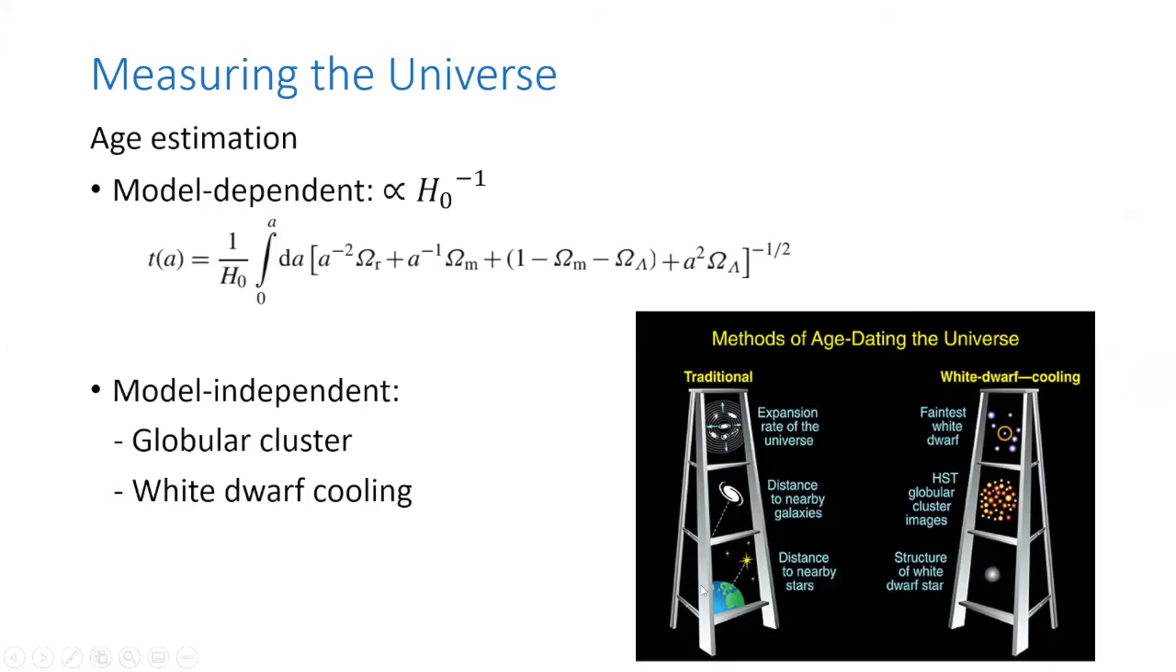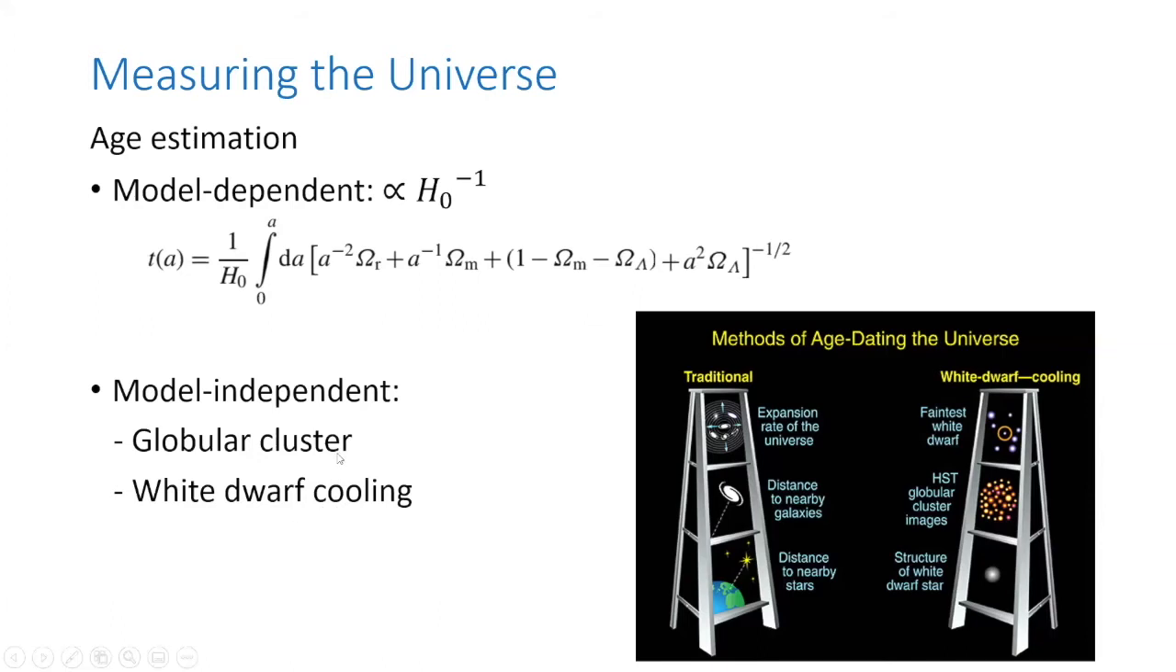Now, coming back to the model, H naught to the -1 gives you some idea of the age. But if you put the model together, you put all these omegas into it, and then you do your integration, and it gives you the age at that particular scale. So this equation tells you, when the universe has size a, what was its age?